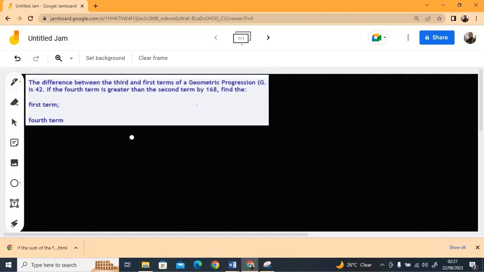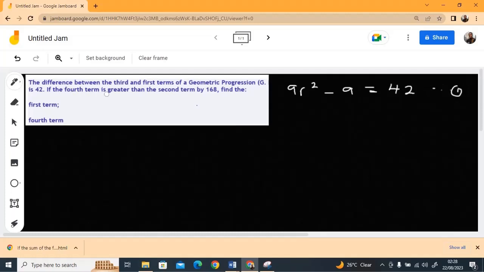Now let's look at this question. This said the difference between the third and the first term of a geometric progression is 42. Now you are going to write an equation. You know, the third term I told you is what? Is a r squared, right? Difference means minus the first, and first term is ordinary a. They said it will give us what? It will give us 42. Just know that is equation 1. You stop. That is it.